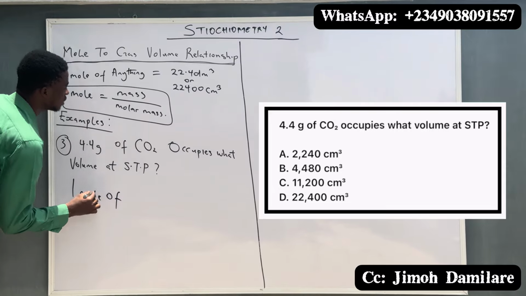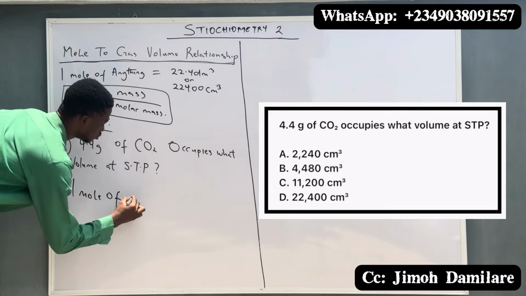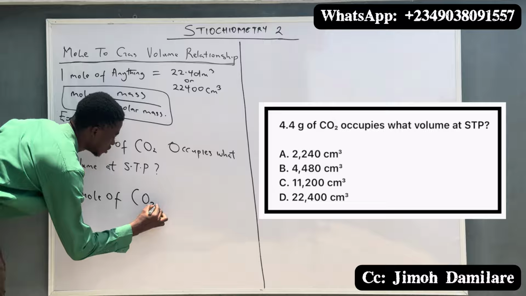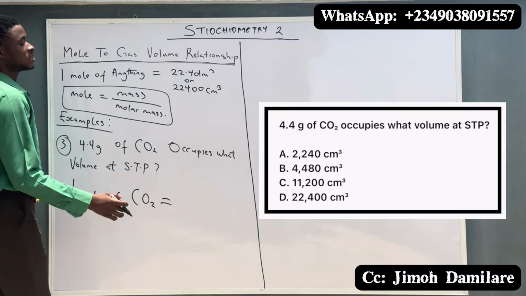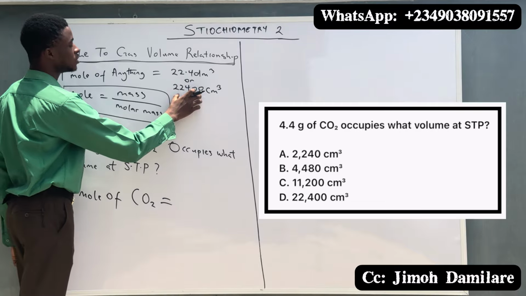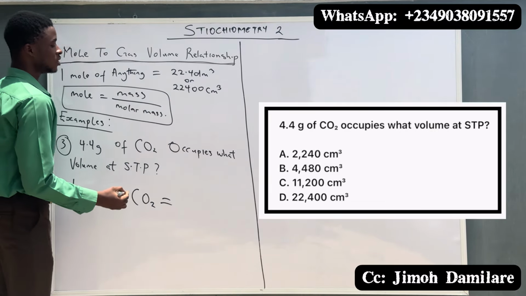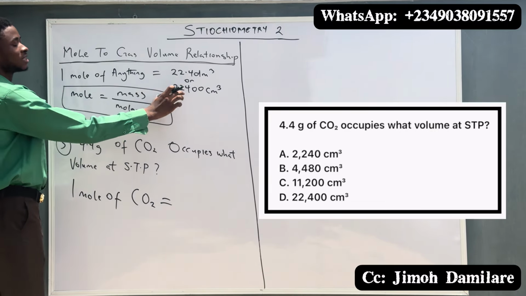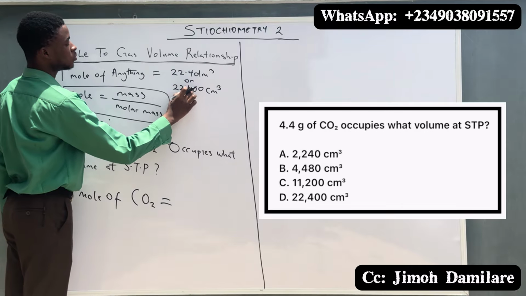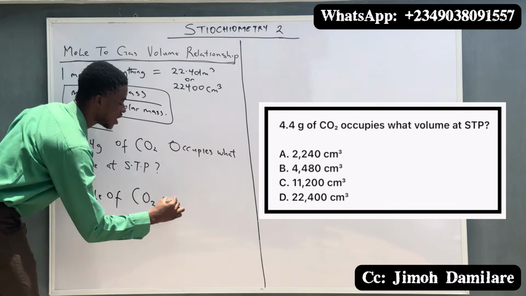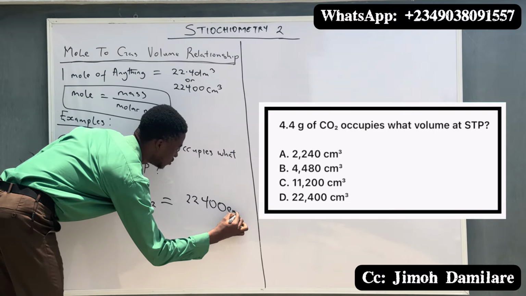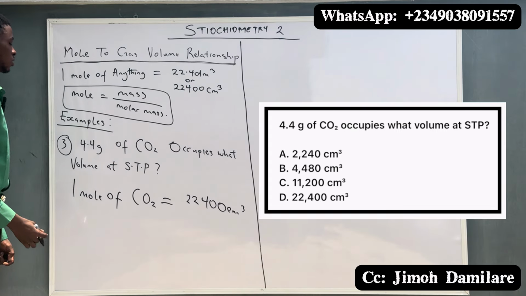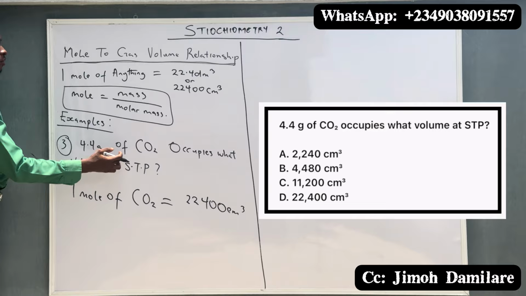of CO2 is equal to, so you can see the options are in centimeter cube. So we have to use this 22,400 centimeter cube. The option is not in dm cube, so that is why we are using 22,400 cm cube. So the question says 4.4 grams of CO2.